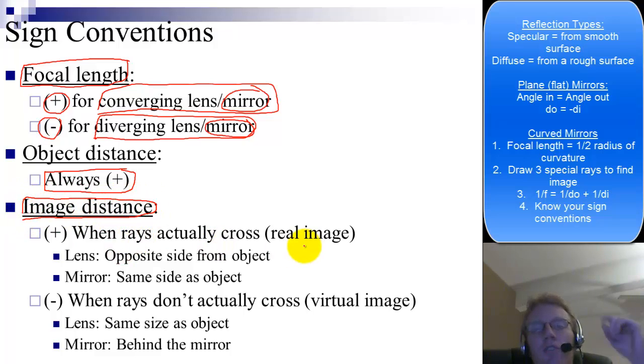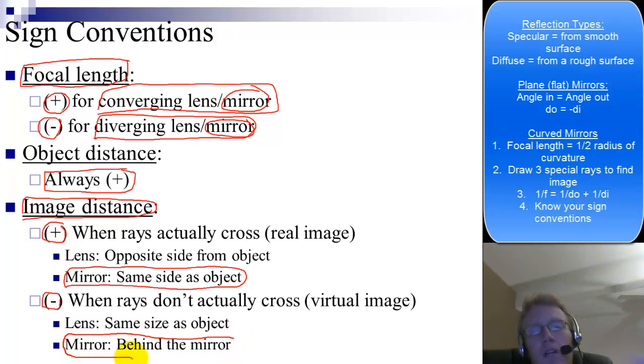And then the image distance. If the light rays actually cross and it forms a real image, then it's going to be a positive image distance. If the light rays don't cross and you have to trace them backwards to see where it looks like they came from, that's going to be a negative image distance. So a virtual image is always a negative image distance, and a real image is always positive. For mirrors, the object will be on the same side as the image for a real image, and for a virtual image, the object will be in front and the image will be behind. Later on we'll get to lenses.